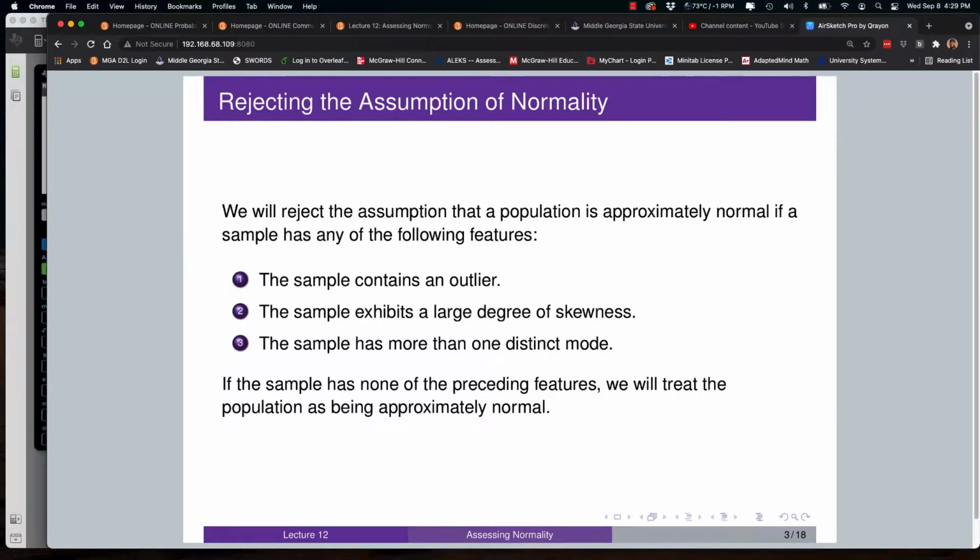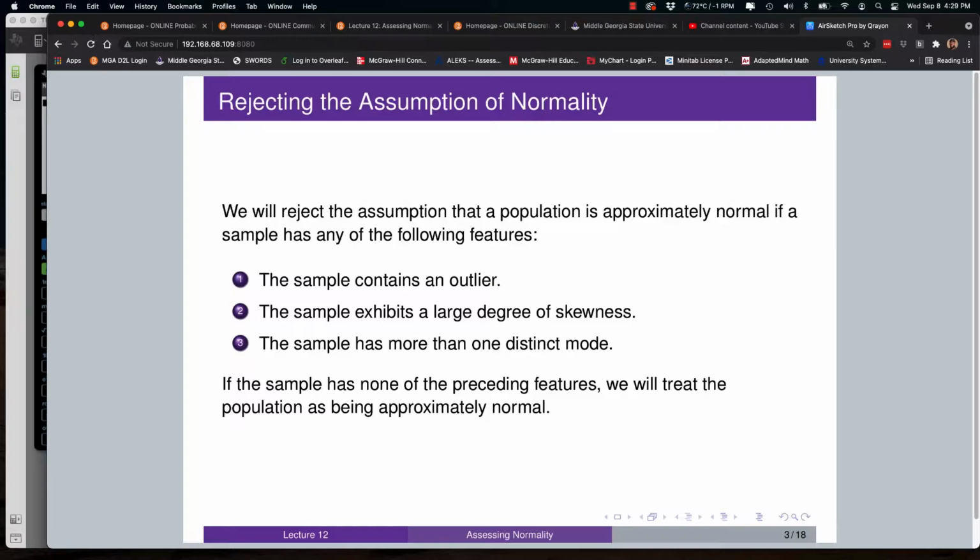So when do we reject the assumption that our data set is normal? Well, if a data set, when we graph it or look into it a little further, has any of the three following criteria, then we're going to say that the data is not normal, and we probably need to look at other procedures to analyze our data further.